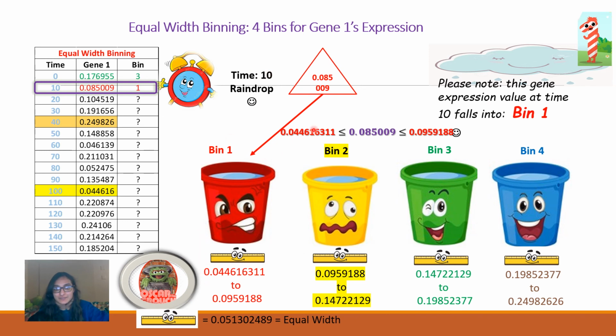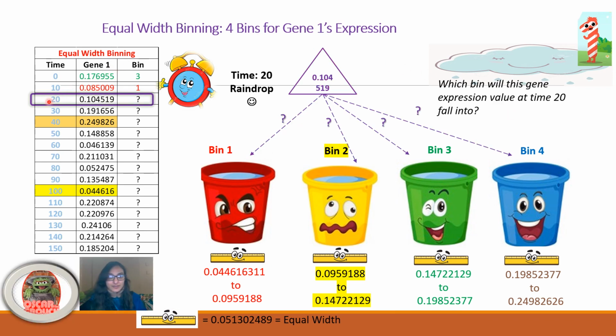So gene 1's expression at time 10, which is this value, is assigned into bin 1. So it's one of the lower expression values for gene 1 in terms of all of its other expressions. Remember, all these bins are how we're going to bin it relative to its own distribution. So this is equal width binning. And again, this is the width of each of these bins here.